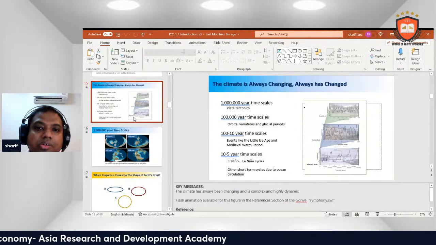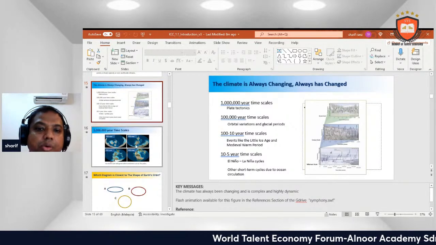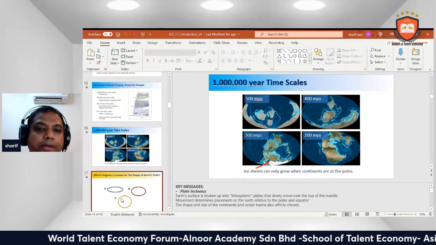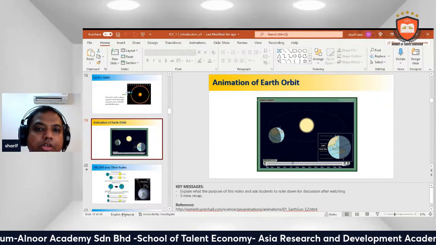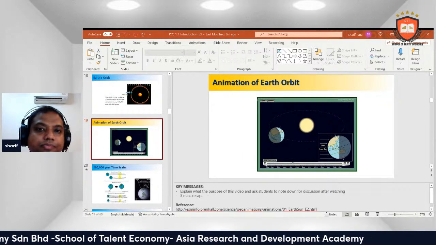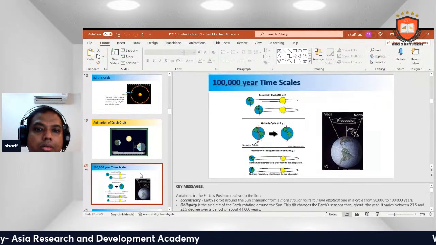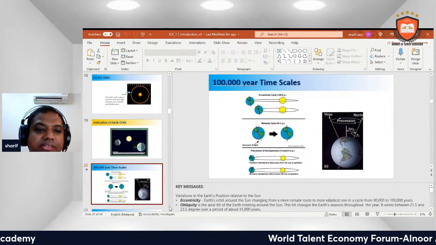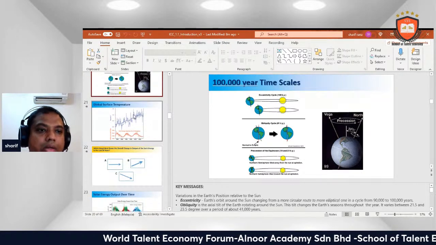Climate is always changing, on 1000-year time scales, even like the little ice ages and the medieval warm period. There are different weathers and different changes we are observing, and which diagram is closest to the shape of Earth's orbit? Animations of the Earth's orbit. On 100,000-year time scales, we are observing many interesting things actually happening.